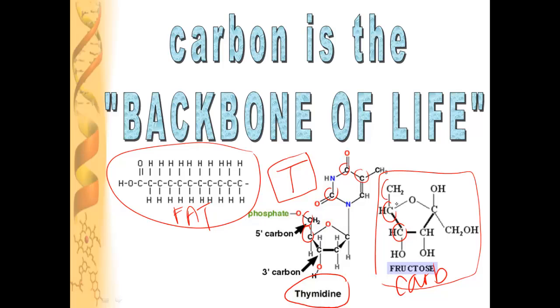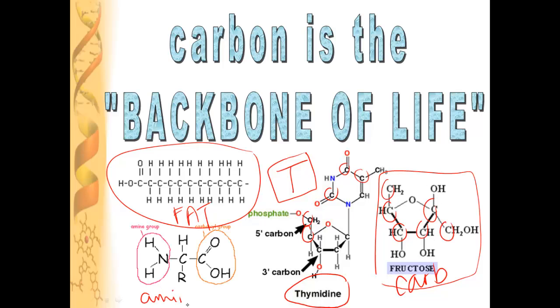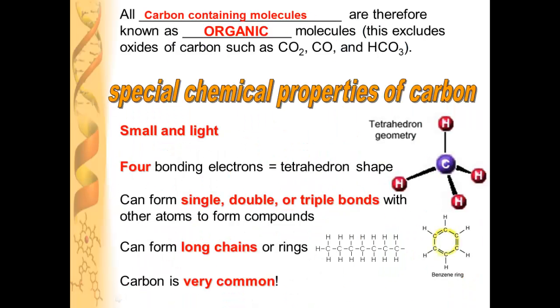Again, you see all of these carbons. And then, of course, you have your amino acids, which make up proteins. And again, it's the carbons in the backbone. So carbons make fats, they make DNA, they make carbs like sugars, and they make proteins using amino acids. So carbon molecules are known as organic molecules.